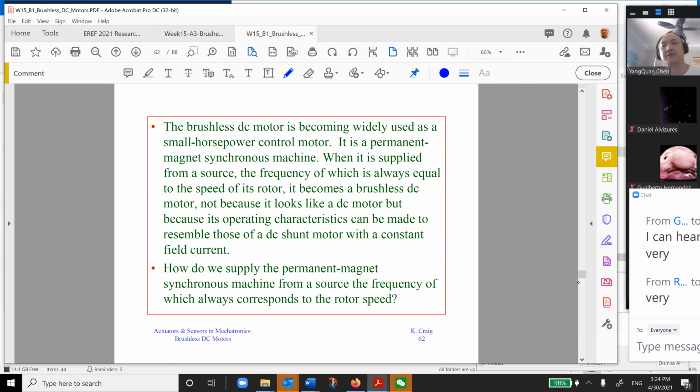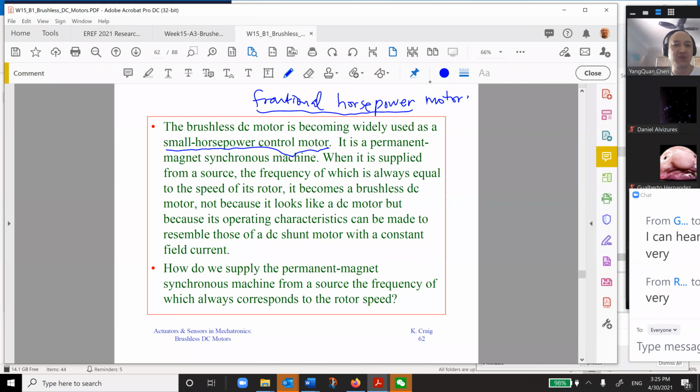So for horsepower control motors, this small horsepower is also called fractional horsepower. Just for your information, your car is about 200-300 horsepower, okay? So for something less than 1 horsepower, it's called fractional horsepower motors, okay?